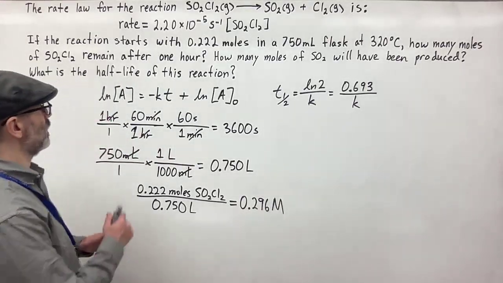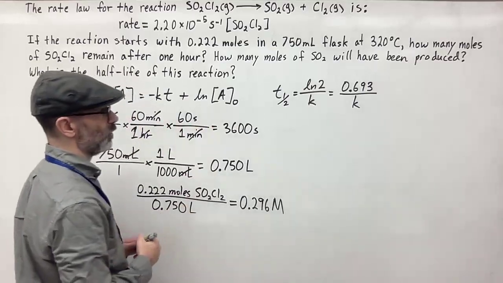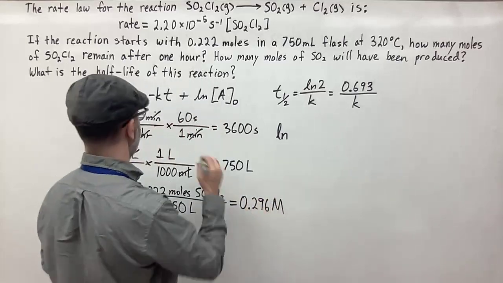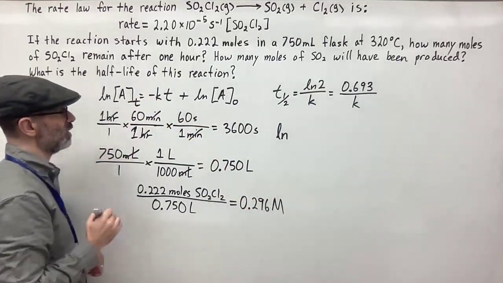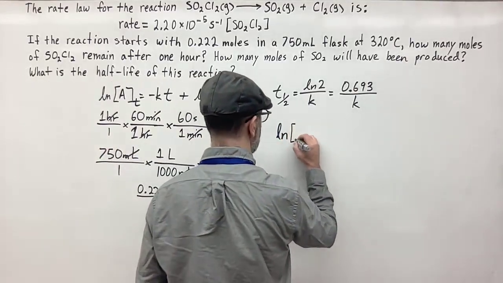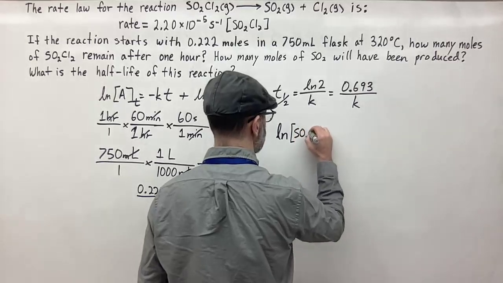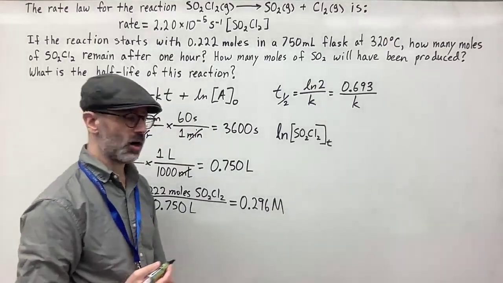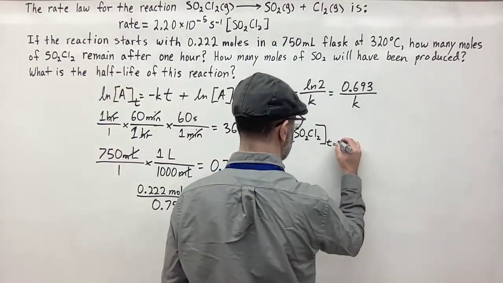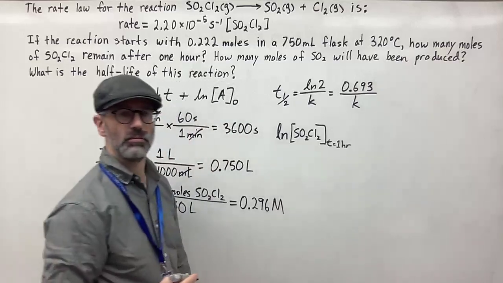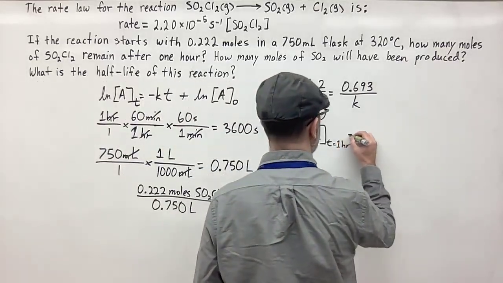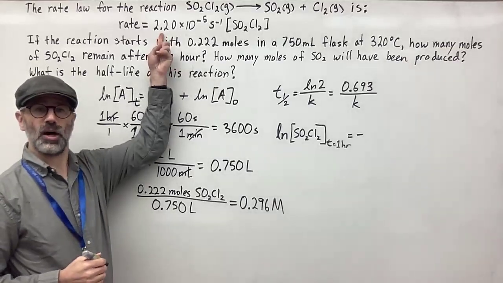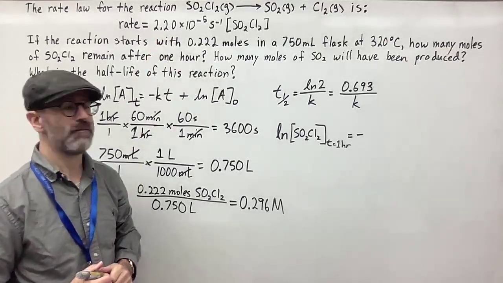And so now we can take this equation and plug everything in. So let me write it over here. The natural log of A, this is A at some time t, that's what we're going to find. So the natural log of SO2Cl2 at some time t, the t is 1 hour. That's going to be equal to the negative k. K here is 2.20 times 10 to the negative 5 per seconds.